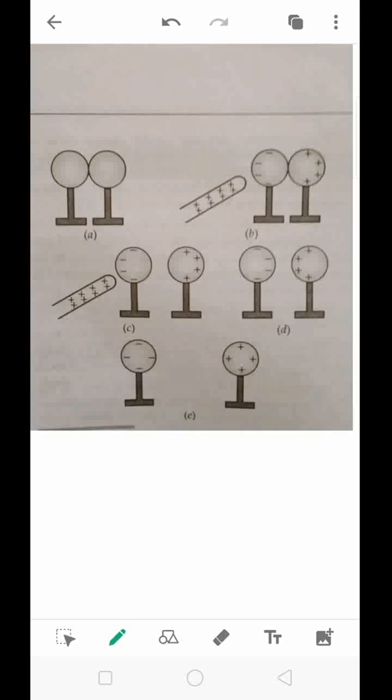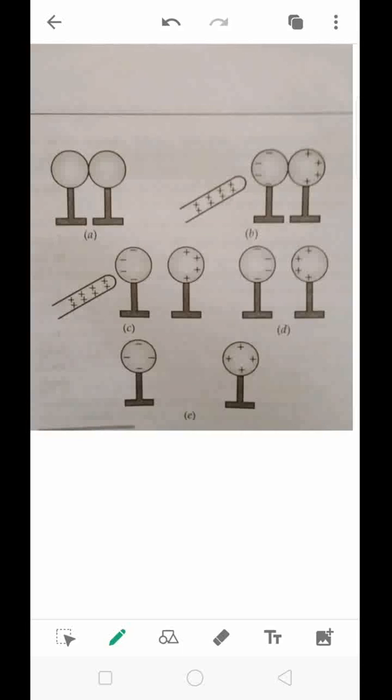Now in case C, what is done? The two spheres are separated. When the two spheres are separated in the presence of the glass rod, the first sphere already has negative charges on it and the second sphere has positive charges on the opposite end. So both will be separated. Negative charge will be separated and positive charge will also be separated.